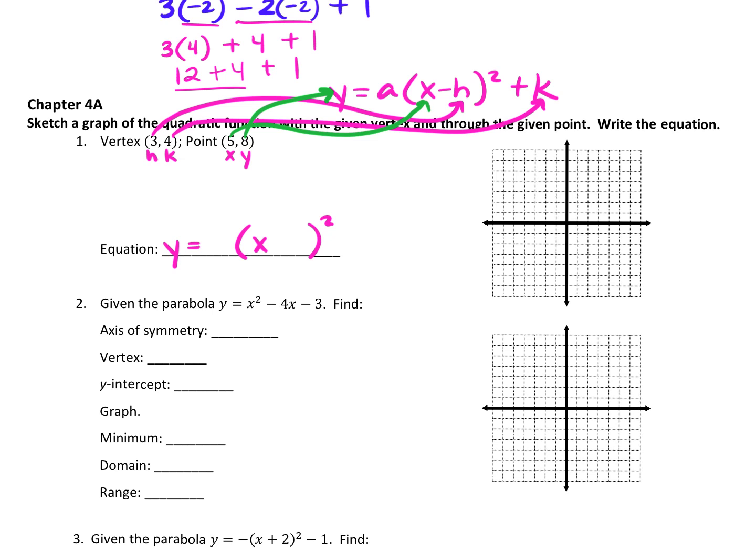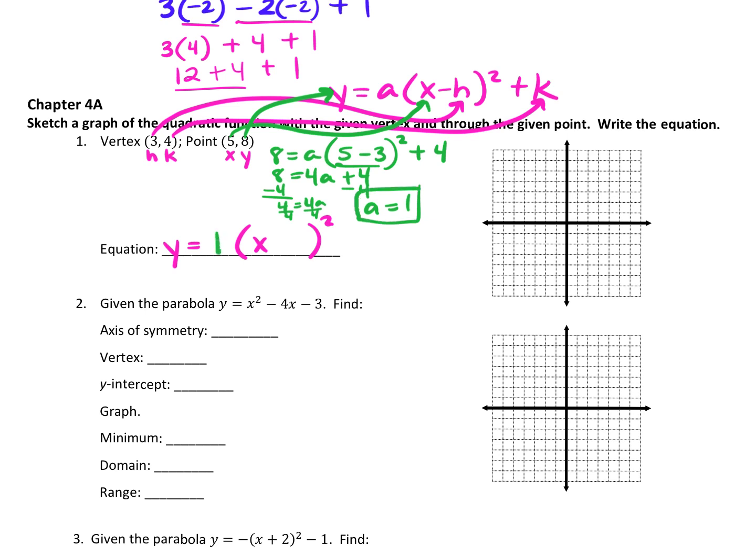So it's going to be 8 equals a, which we don't know, times x, which is 5, minus the h value, which is 3, squared, plus the k value, which is 4. So simplify that. 2 squared is 4. So this is 4a plus 4 equals 8. Take away the 4. So 4 equals 4a, and then divide by 4. So a is 1.